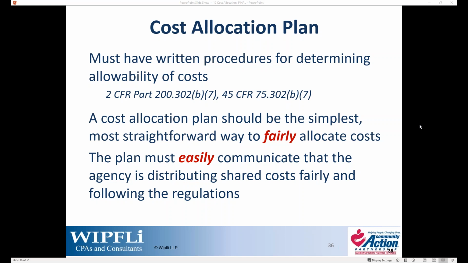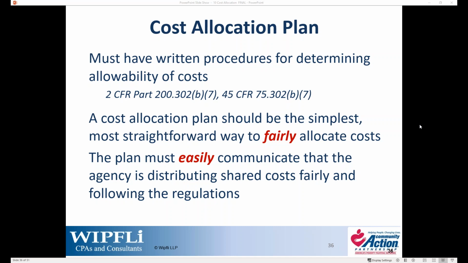It doesn't have to be difficult, but one of the things that is important is that the plan must easily communicate that the agency is distributing shared costs fairly and following the regulations. Another way of saying that is that you need to be able to explain your methodology.